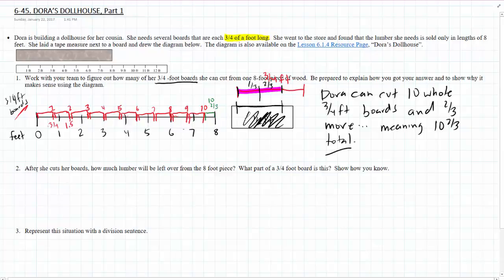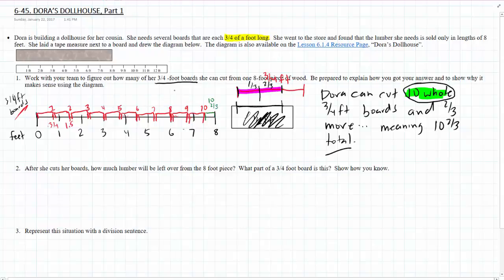Okay, so after she cuts her boards, how much lumber would be left over from the 8-foot piece? What part of the 3/4 board is this? Show how you know your answer. Okay, so I guess we sort of already answered that. The 10 whole boards was actually the answer to A. So we could cut 10 whole boards. Okay, 1, 2, 3, 4, 5, 6, 7, 8, 9, 10 whole boards, and we have this leftover piece here.